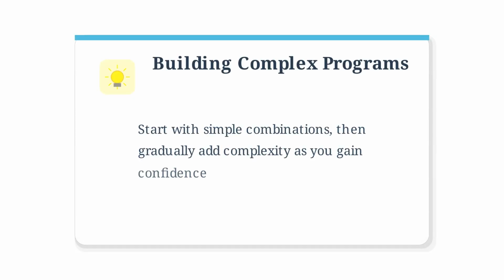Pro tip for building complex programs. Start simple. Get your basic loop working, then add one condition at a time, test after each addition, and gradually build up complexity. Rome wasn't built in a day, and neither are sophisticated programs.